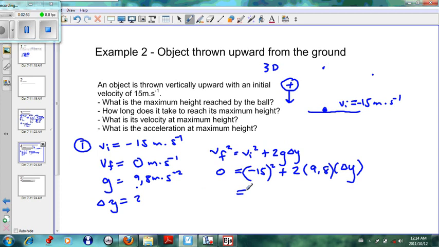So if you work this out, let's just see what we get. 15 squared is 225. Take it to the other side and you divide that by 2 multiplied by 9.8. You get an answer of 19.6. So we see that your delta y will be minus 19.6 meters. Now, why is the answer minus? It's because you're taking down as positive, and as this object is going in the opposite direction of down, this will be 19.6 meters upwards. So that's the first answer.